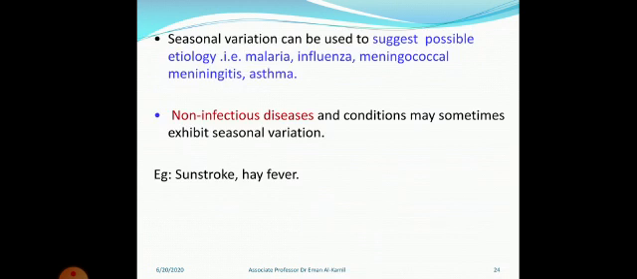So, seasonal variation can be used to suggest possible etiology, such as malaria, influenza, meningococcal meningitis, or asthma. Non-infectious diseases and conditions may also exhibit seasonal variation, such as high fever due to allergy, sunstroke, asthma, or different allergic processes.